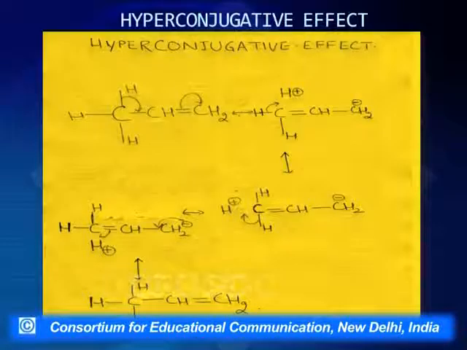The next effect is the hyperconjugative effect. This hyperconjugative effect results in the molecule due to interaction between the pi bonds and the sigma bonds. When this interaction results, there is no bond resonance. This is also known as the no bond resonance effect. There is no bond between this carbon and hydrogen, and it results in different resonating structures.